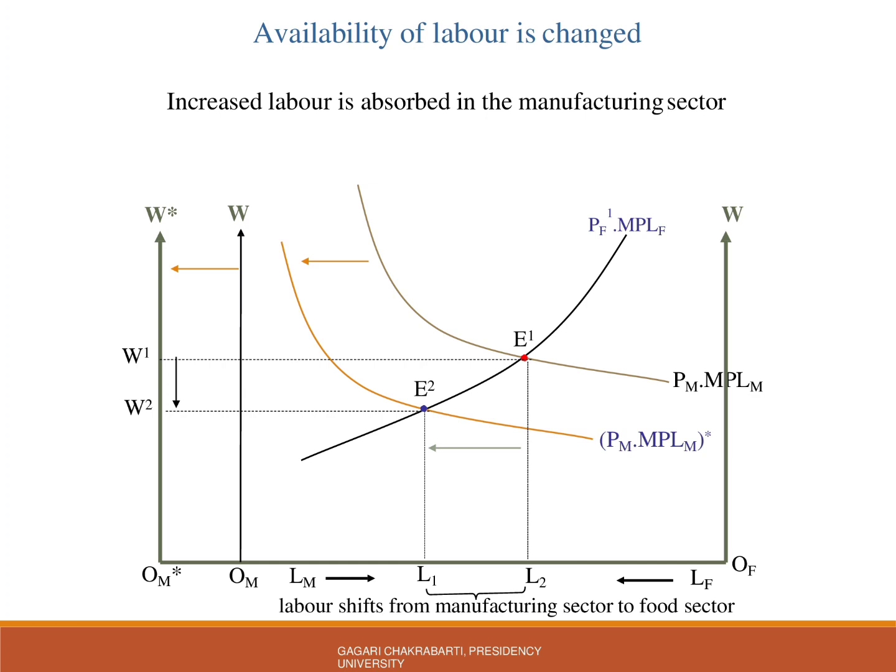Employment increases in the food sector, no doubt. Now what has happened to the workers? Workers are unequivocally worse off. Why? Because the wage rate has fallen but prices are unchanged. So W by PM has fallen, W by PF has fallen. So workers are unequivocally worse off.